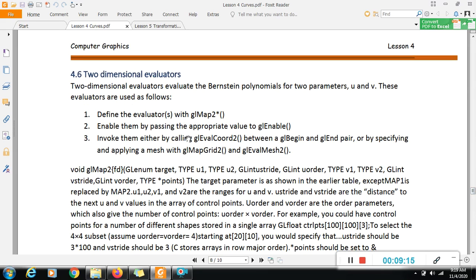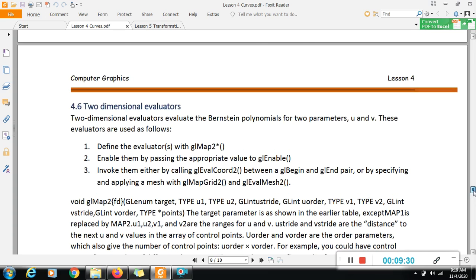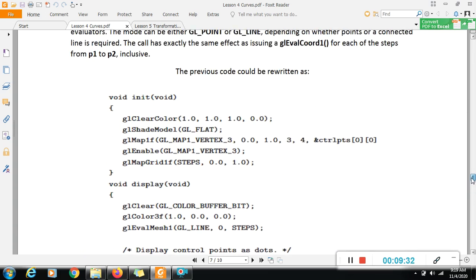Enable them by passing the appropriate value of GL enable. Invoke them either by calling evaluate coordinate 2 between a GL begin and end pair, or by specifying and applying a mesh with GL map grid 2 and GL evaluate mesh. You have heard the mention of GL enable and GL end.